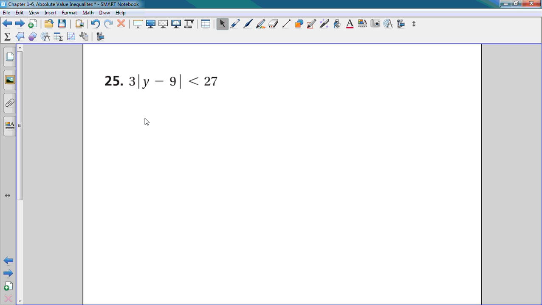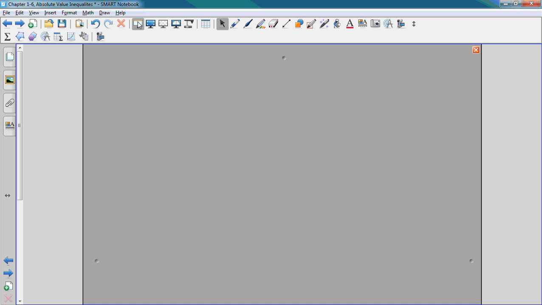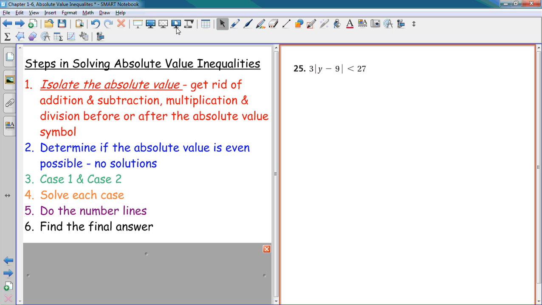3 times the absolute value of y minus 9 is less than 27. Well, let's go back to our steps. Step 1, isolate the absolute value. What is attached to the absolute value here that we need to get rid of first? Correct, the 3. If we divide both sides by 3, the absolute value is then isolated. So go ahead and do that.